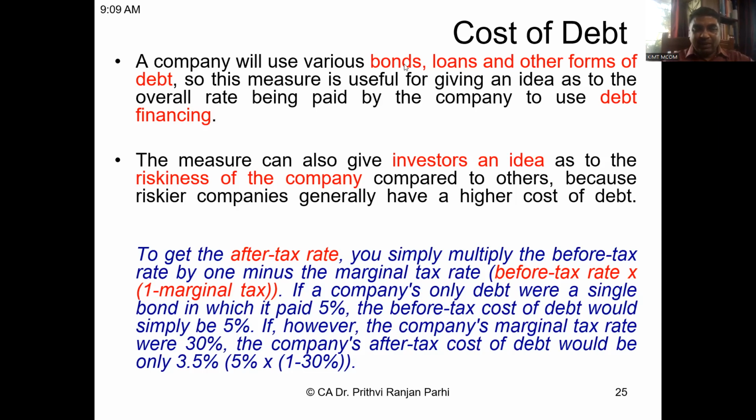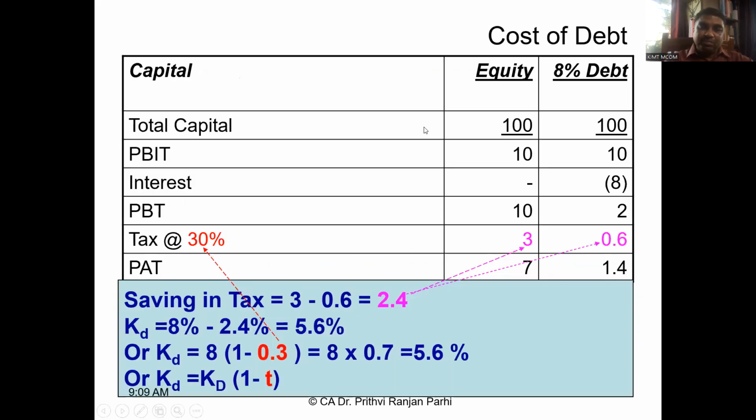If you look at the formula here towards the last part of this slide, you see before tax rate into 1 minus marginal tax rate. This is how we can compute. Suppose before tax cost of debt is, let us say, 5%. The after tax cost of debt will be 3.5%. How will it be calculated? 5% into 1 minus 30%. 30% is the tax rate. This is the concept we had discussed in our previous class.